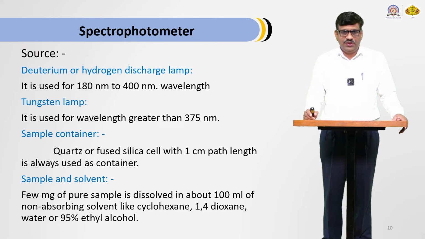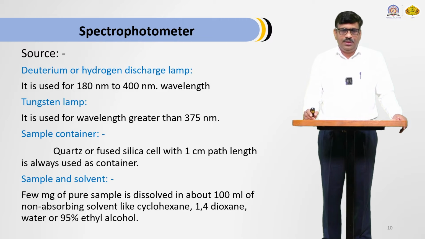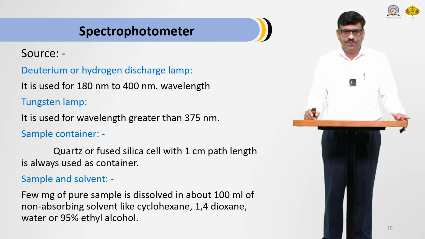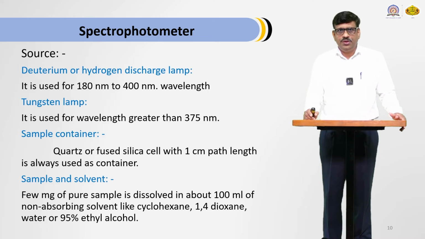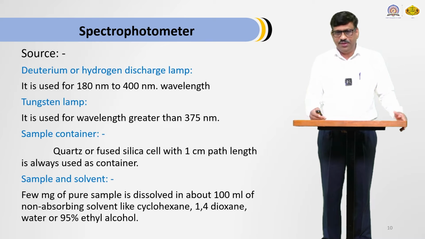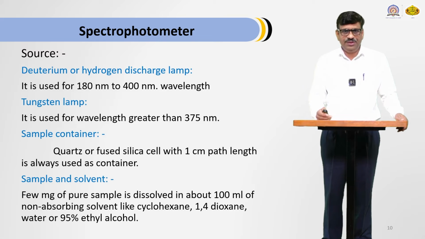Then sample and solvent: a few milligrams of the sample is dissolved in 100 ml of non-absorbing solvent, just like cyclohexane, 1,4-dioxane, water or 95% ethyl alcohol. One should use the solvent which is non-absorbing, and that is very important. If we use the solvent which shows absorption in UV region, then error is going to arise in our determination. That's why the solvent used should be non-absorbing.